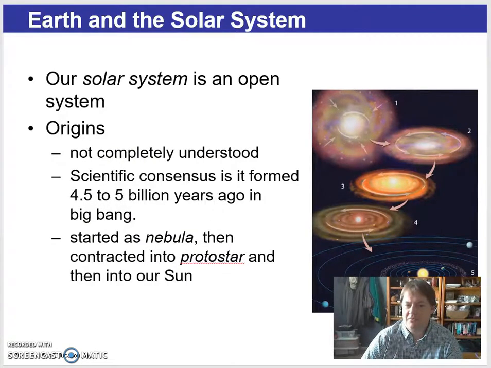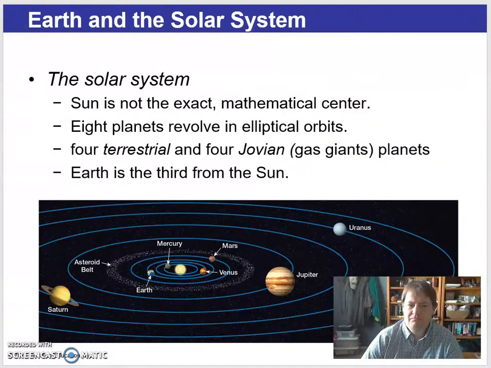The solar system is an open system. We talked about open and closed. So what are some aspects of that? One is that energy can be transferred, a very large basis of climate change we talk about. In the solar system, the exact mathematical center is not necessarily the sun. It's close though. It has a lot of gravitational pull for sure. There are 8 planets revolving in elliptical orbits, and then we talk about some gas giant planets, and Earth is basically the third one from the sun.